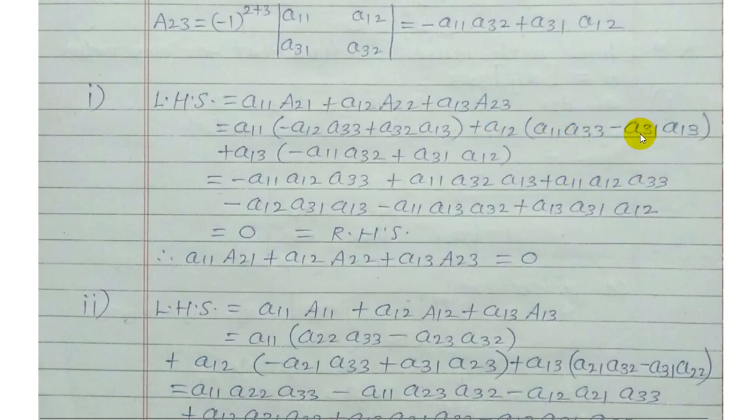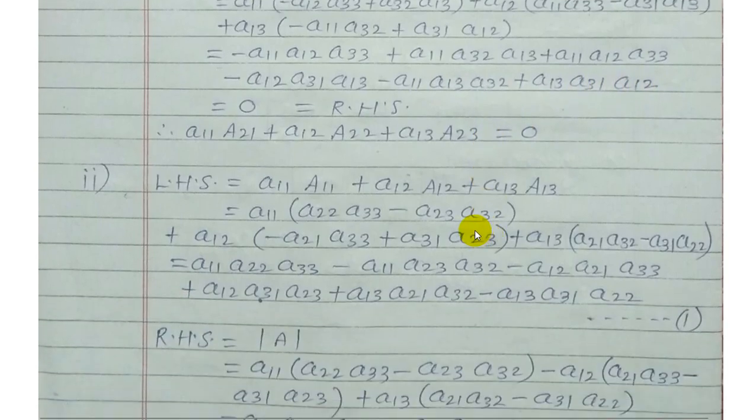And here plus into minus becomes minus A12, A31, A13, and plus into minus becomes minus A11, A13, A32, and here plus A13, A31, A12. So what we see is minus A11, A12, A33 and plus A11, A12, A33. So this will be cancelled.